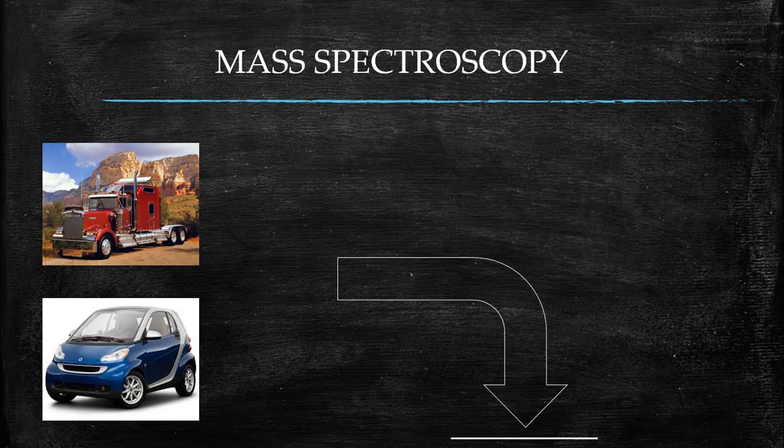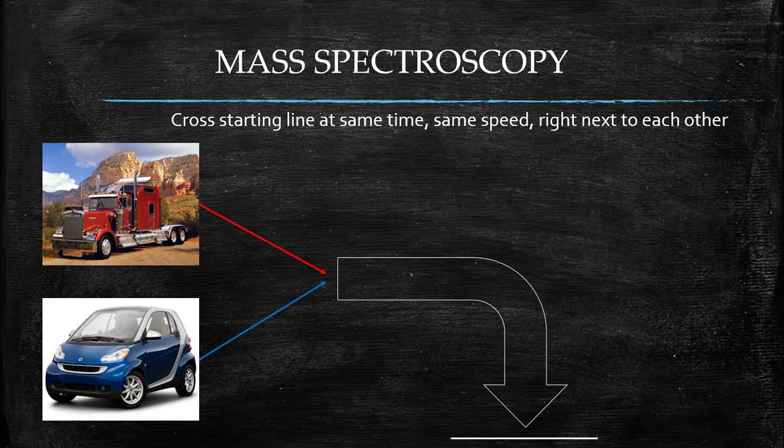We're going to send both of these vehicles through a track which is curved 90 degrees and see where they hit on a barrier. So they're going to head to the start line. We're going to assume they cross the start line at the same time. They will travel the same speed and they will start off right next to each other, just millimeters apart. When they hit the curve, they are going to steer an identical amount.